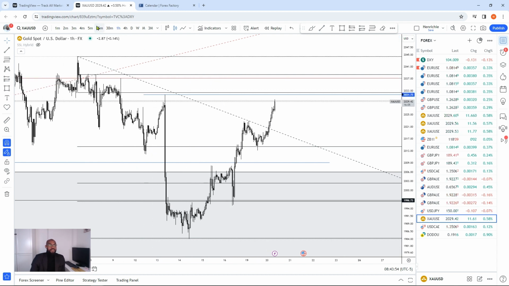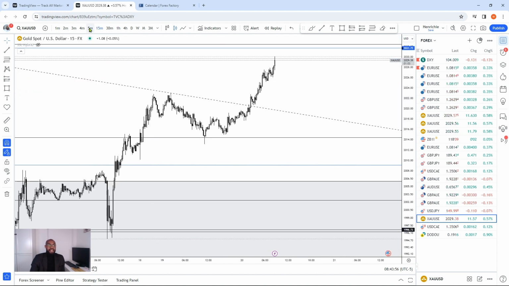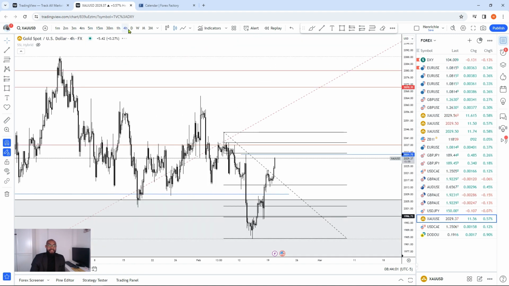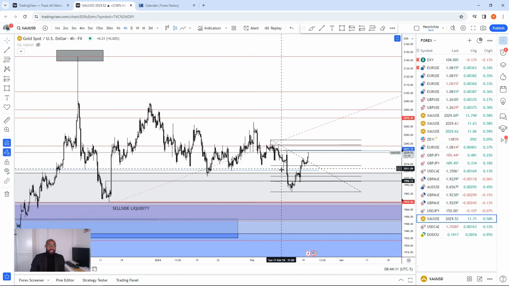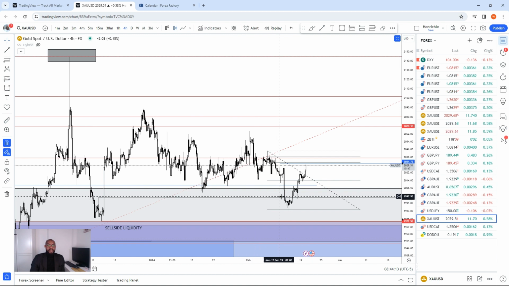So if we run this liquidity and then we start seeing a 15-minute shift in market structure, then we could anticipate sales. But if we run this liquidity and keep going to the upside to even run this overall high, that could be a potential shift in market structure because this is the 4 hour time frame. And breaking a 4 hour high is quite a significant time frame.